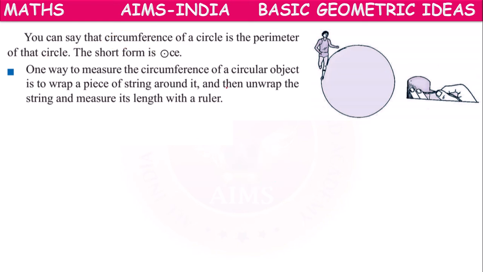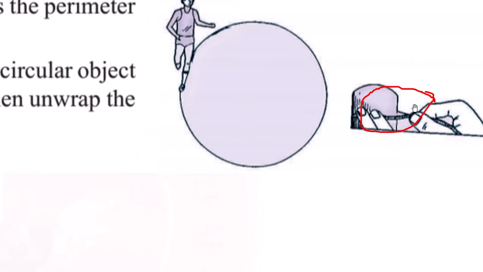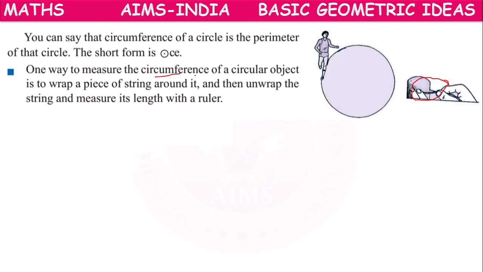So how to measure the circumference of a circle? We have to wrap a string around a circle. Then we have to unwrap it and keep it on the ruler. Then its length will give the circumference of the circle.